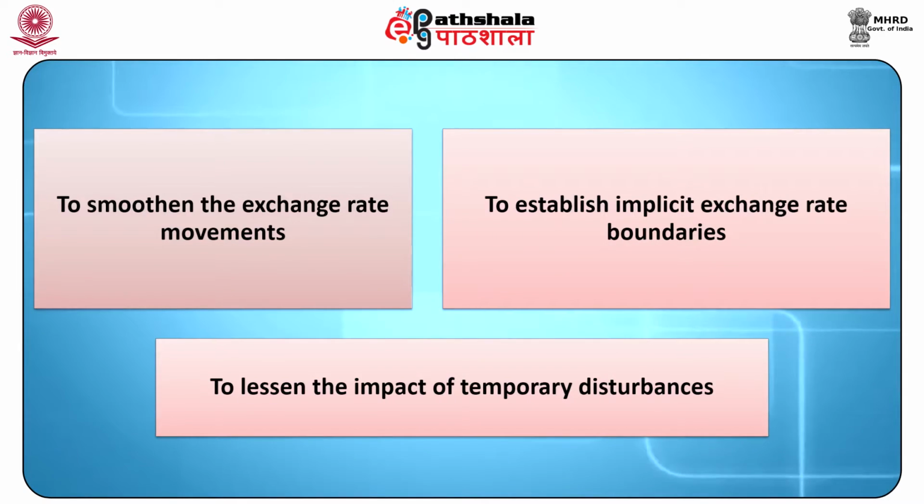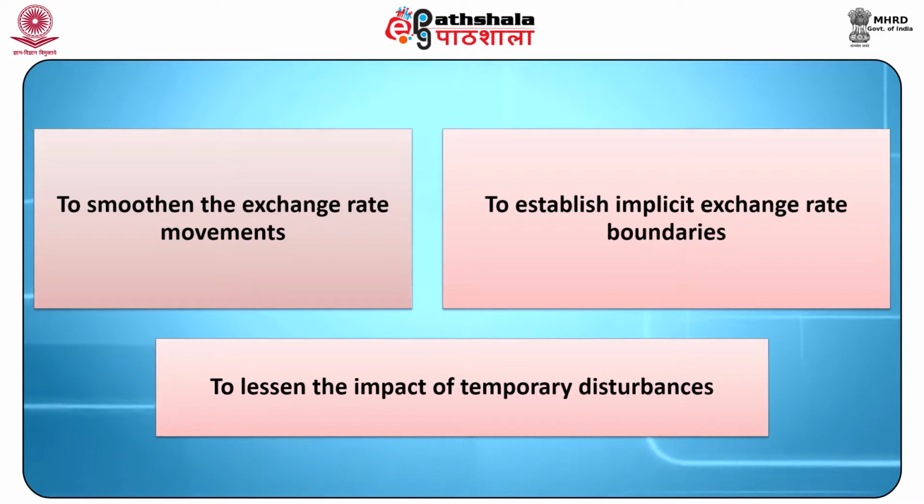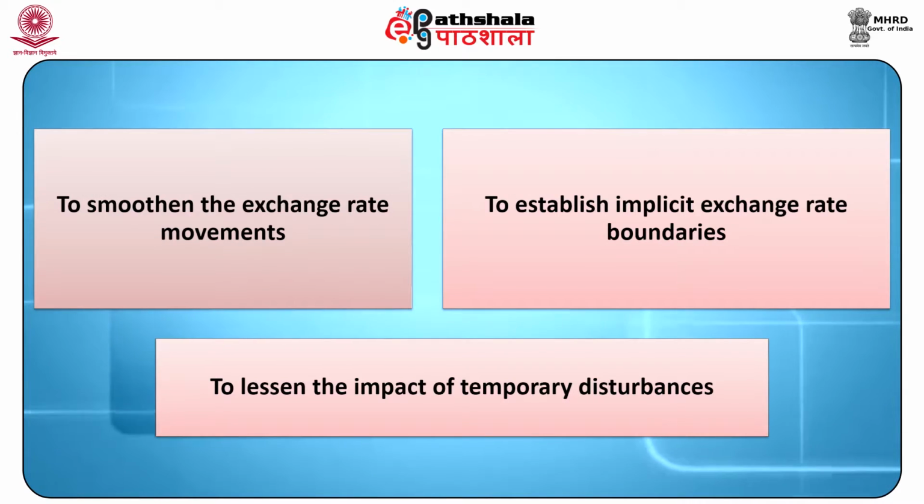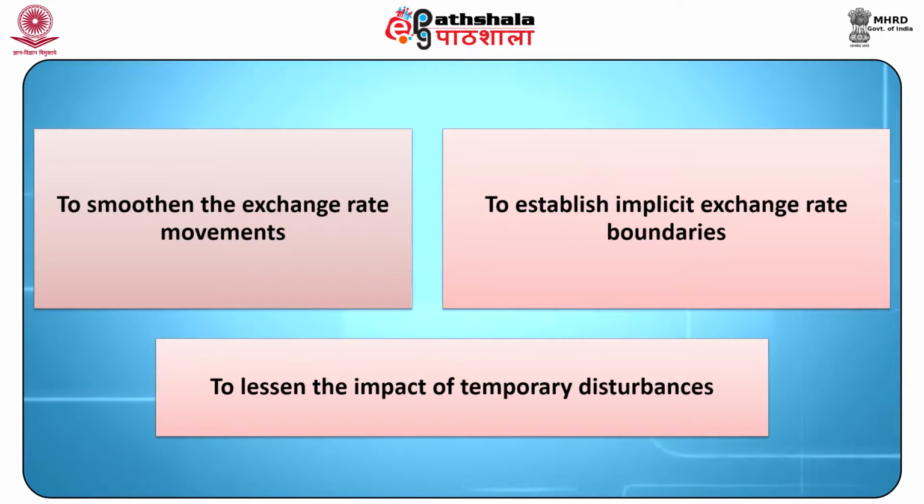By reducing the exchange rate uncertainty, the central bank will encourage international trade. Second, to establish implicit exchange rate boundaries, the central bank may intervene to maintain its home currency rate within some unofficial or implicit boundaries. This is done to prevent a currency from falling below or rising above a particular benchmark level. Third, to lessen the impact of temporary disturbances, the central bank may also intervene to counter disorderly market conditions.